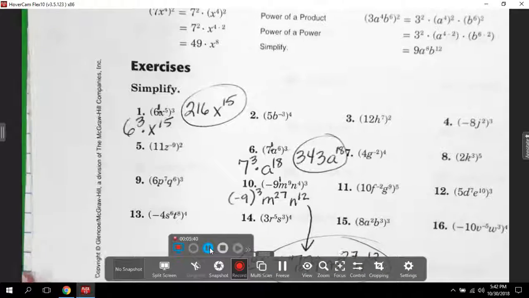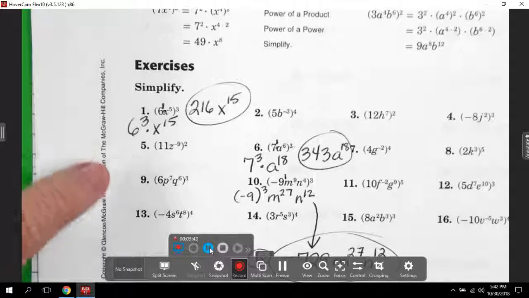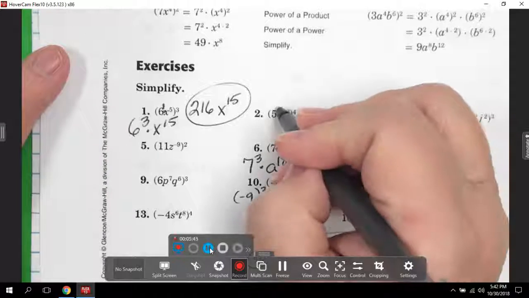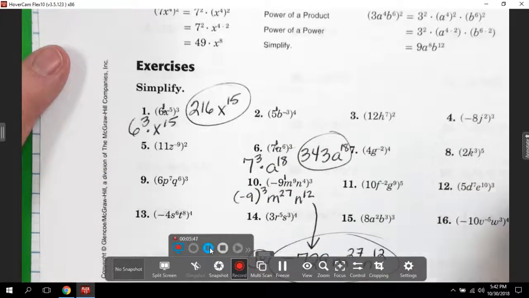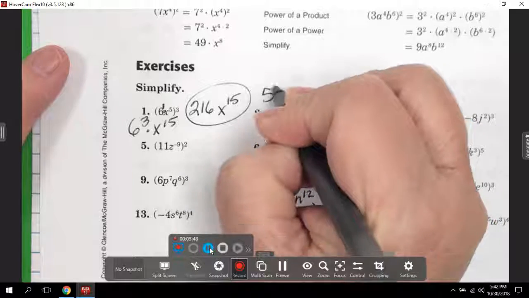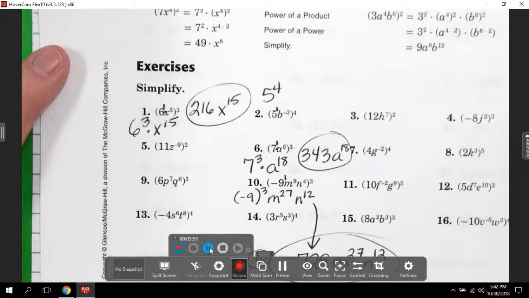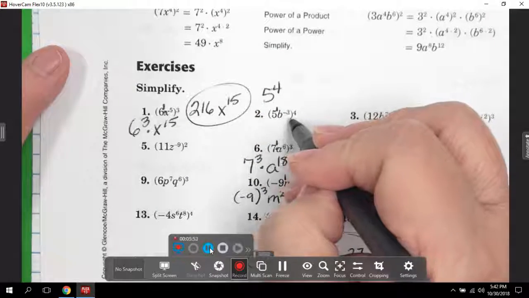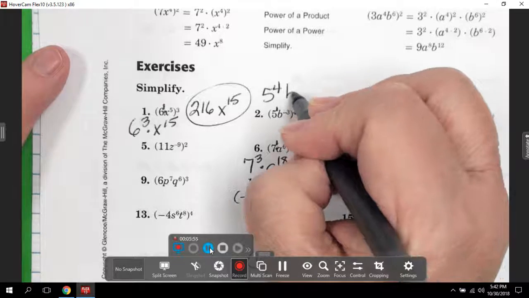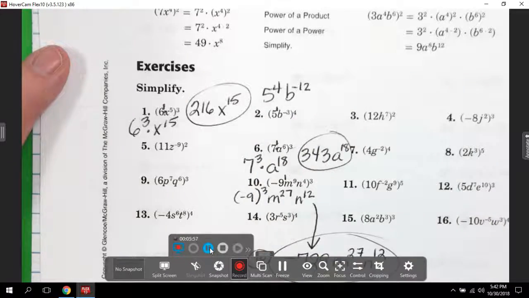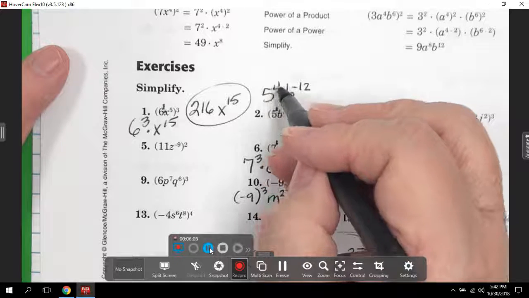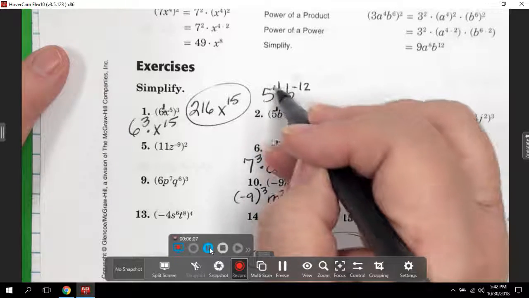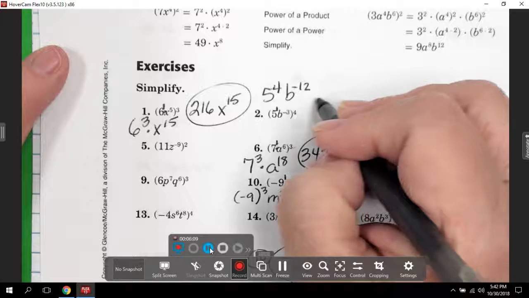Now, let's go back and do problem number 2. 5 has an exponent of 1, so that's going to be 5 to the 4th power when we multiply the exponents. b to the negative 3rd raised to the 4th is going to be b to the negative 12th. Again, we do not have any directions that tell us specifically to write it with negative exponents. 5 to the 4th power, that's a positive exponent. That's going to be 625.